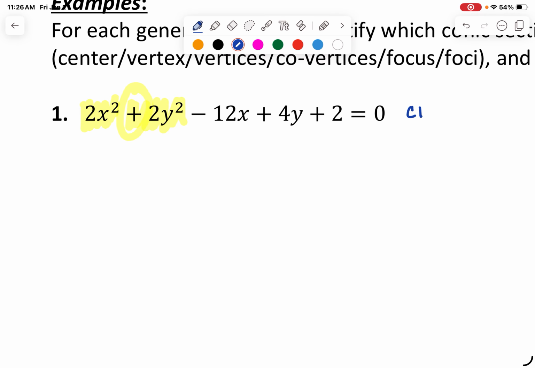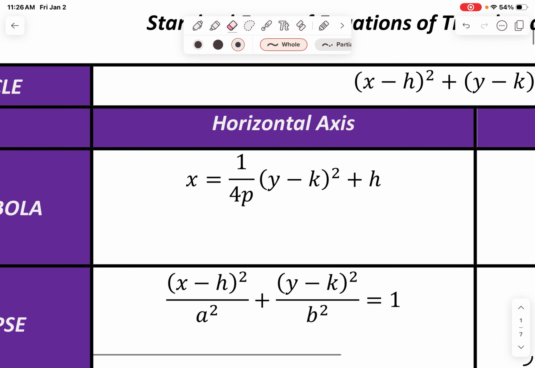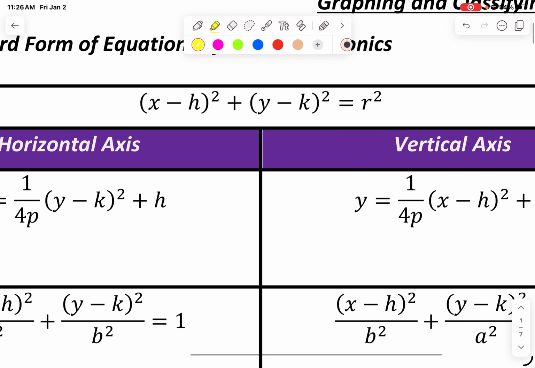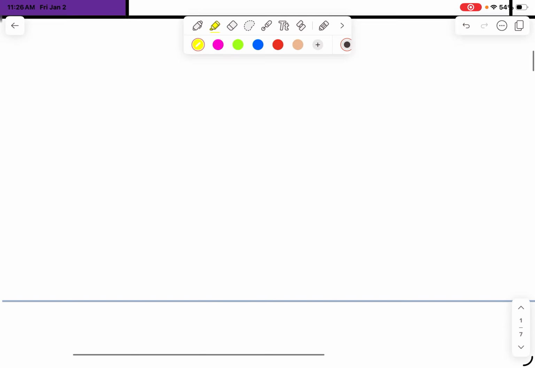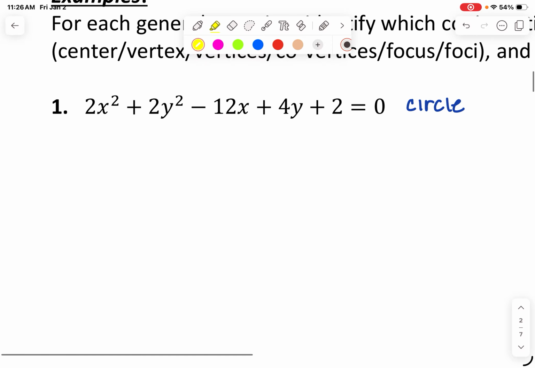So I need this to look like an equation of a circle. I'm going to erase this highlighting here. If you look back at an equation of a circle, you have a binomial squared for x plus a binomial squared for y equals a constant. That's how we find our radius, but it's just a number like 25 or 36 or 106, any number, right? So we want it to look like that. Let's go ahead and get it to look like that.